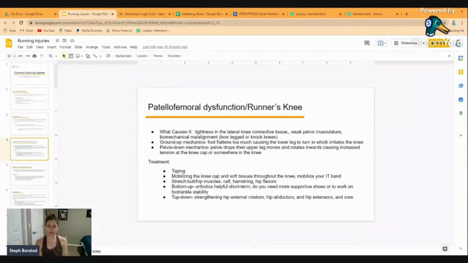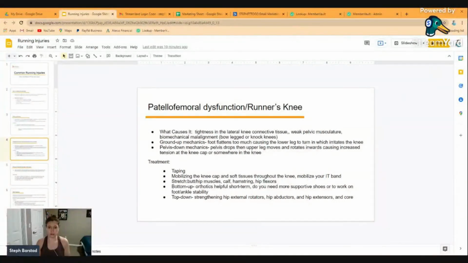Some of the treatment options: taping I've found really beneficial, especially when you're in acute pain and it's just flaring up. Work on mobilizing, getting the tissues all around the kneecap and the knee moving better, getting your IT band moving, making sure to stretch those areas that maybe aren't moving well up in the hips. So the glutes, hip flexors, and make sure your calves and hamstrings are all moving and stretched out after you work out.